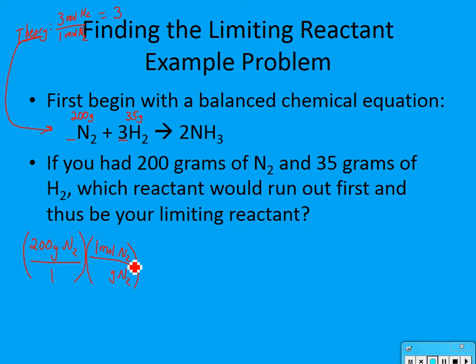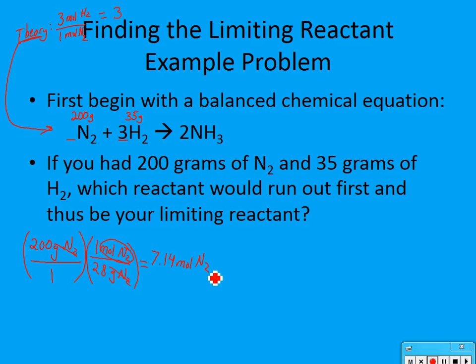What's the mass of 1 mole of N2? How many grams? Well, on the periodic table, nitrogen is 14. But how many do I have? 2, so that's going to be what? 28. Okay. My grams of nitrogen will cancel out, and I'm left with moles of nitrogen. So let's figure out what that is. What's 200 divided by 28? 7.14 moles of N2.